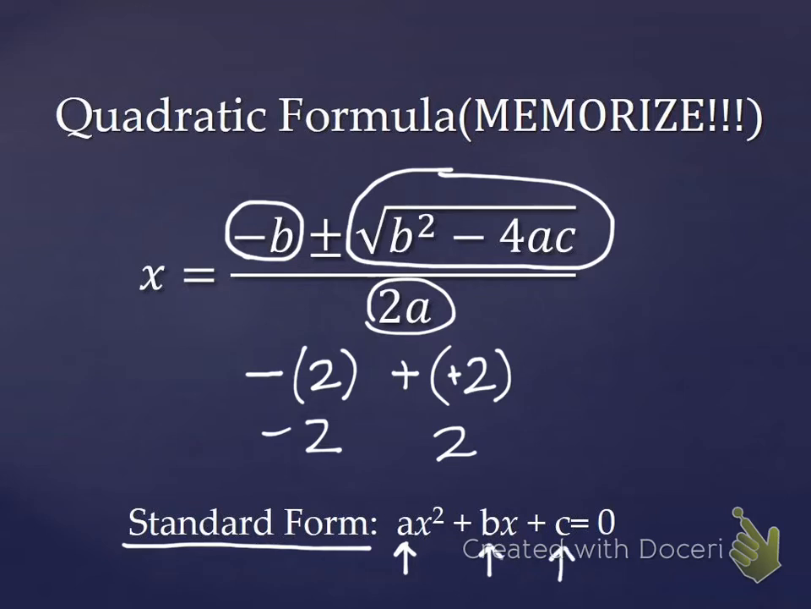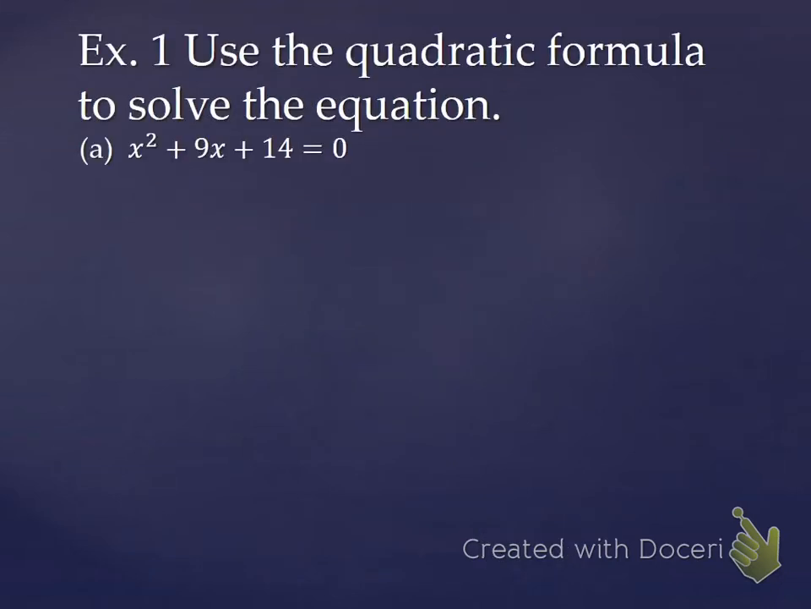A is the coefficient of x squared, b is the coefficient of x, and c is my constant. So once it's in standard form, pulling out a, b, and c should be really, really easy. All right, so let's look at example number 1. It says, use the quadratic formula to solve the equation.